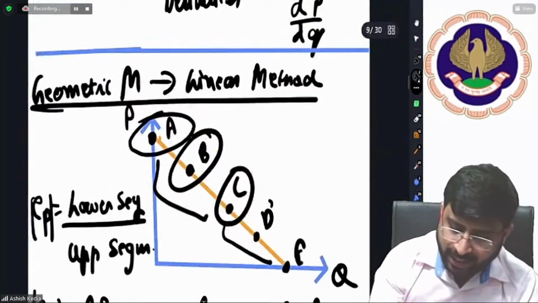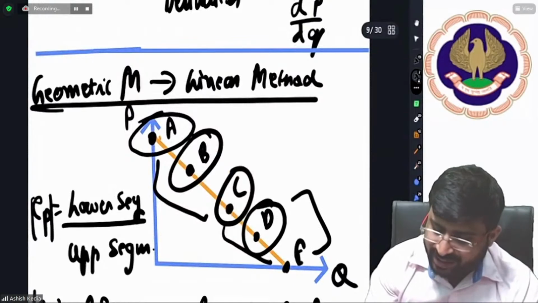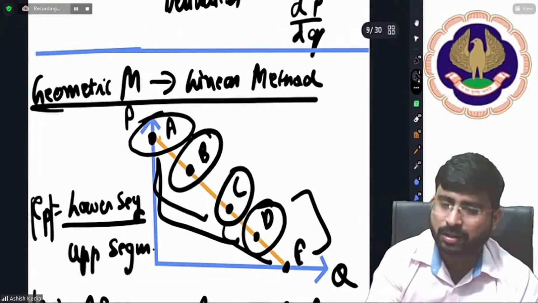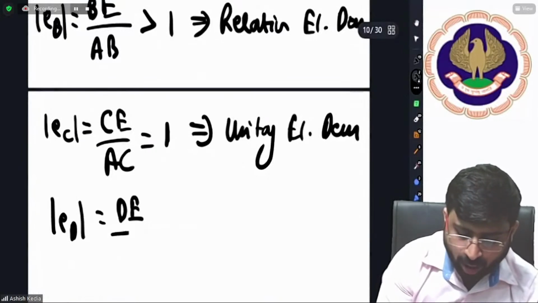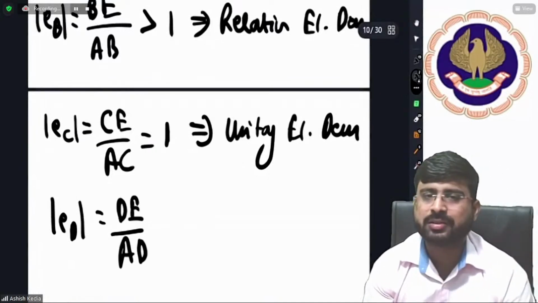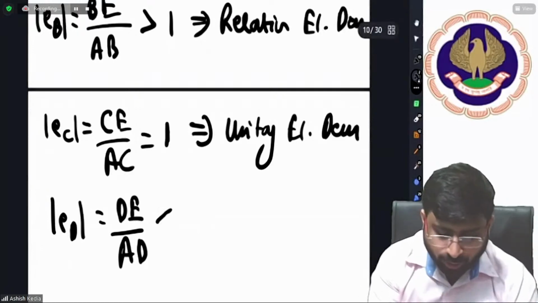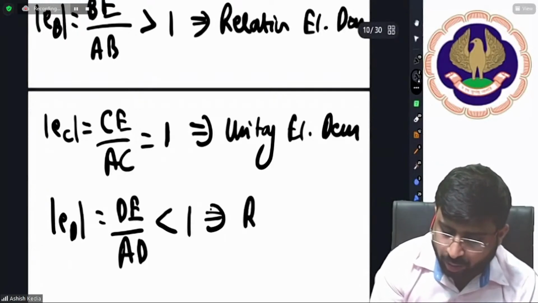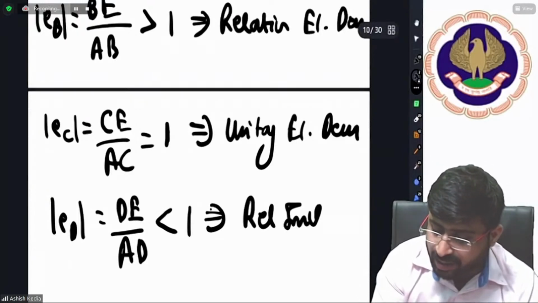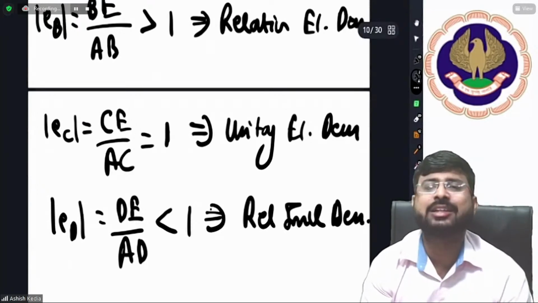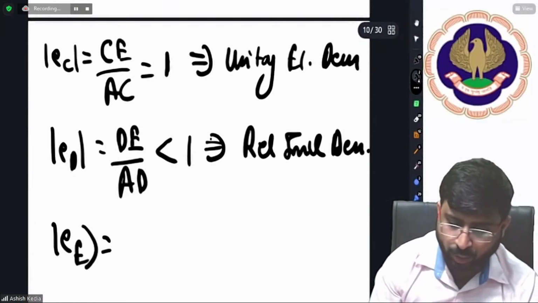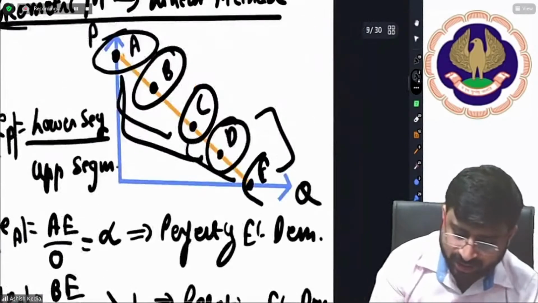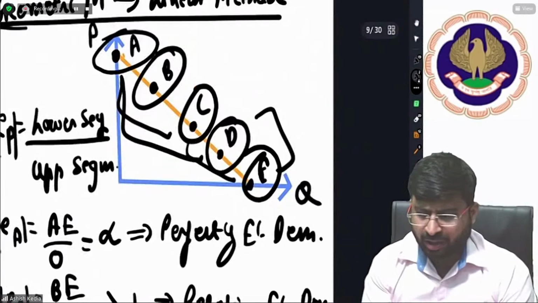Okay. Now again, if you move to point D, below D is DE, and above D is AD. So DE by AD. Obviously, here the denominator is greater, so the value will be less than 1. This is again called relatively inelastic demand.